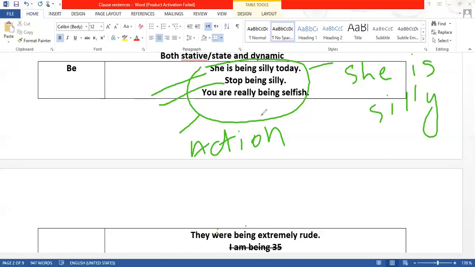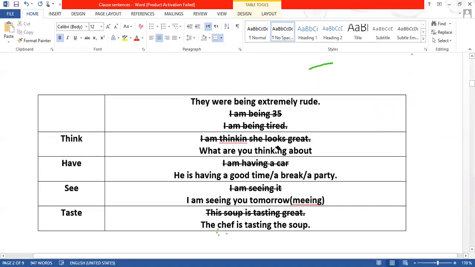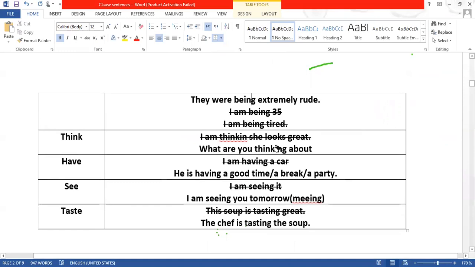And another example is, for example, yes, they are being extremely rude. Like, for example, they are not rude, but they are being extremely rude today.